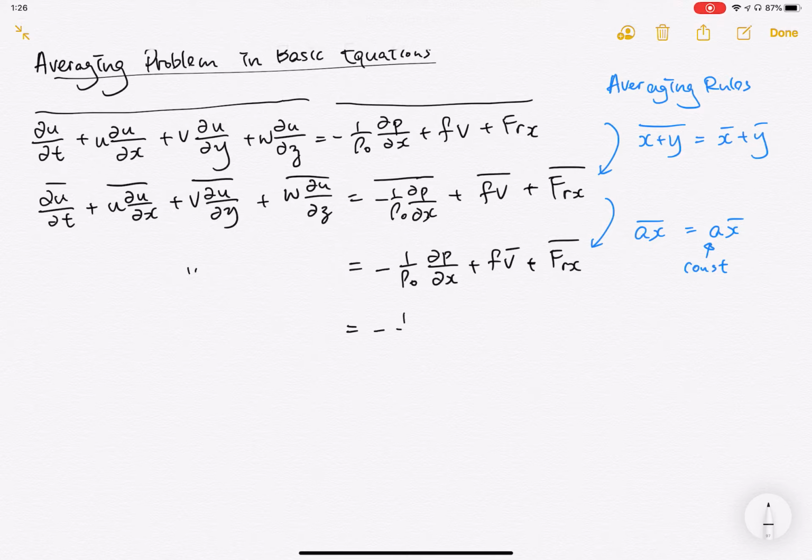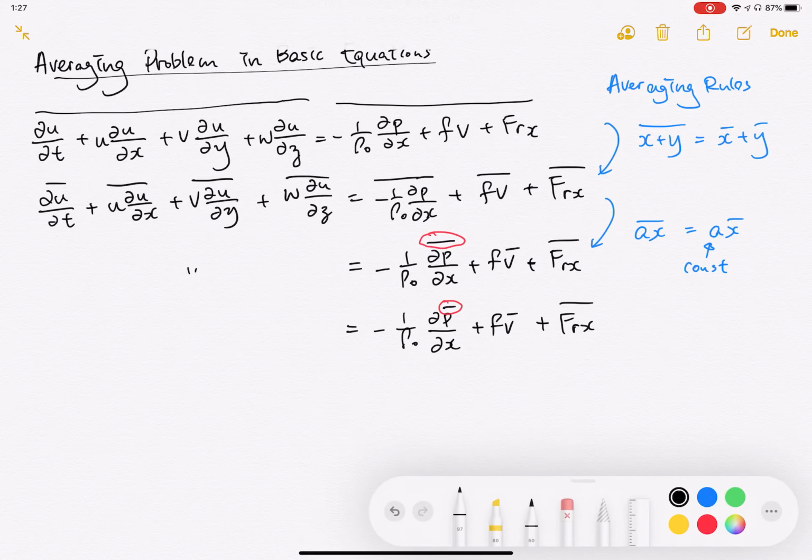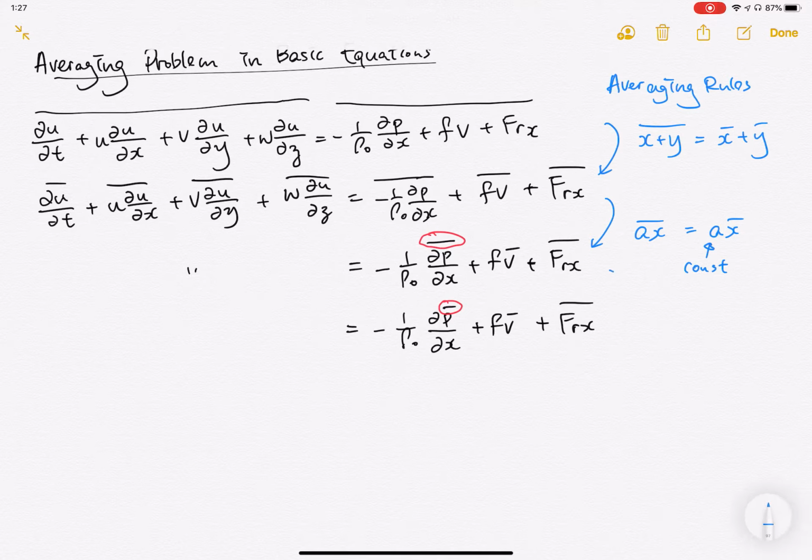And then the next step, oh sorry, I have left this behind. Okay, and then the next step is that this bar here will fall onto P only, and that's because of one of the averaging rules. Okay, this one.